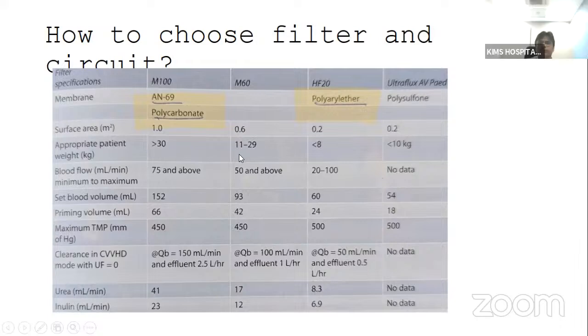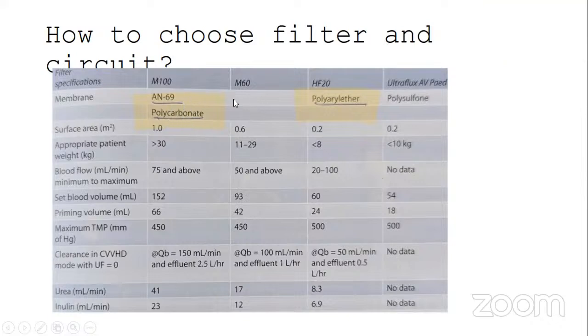So those children who are more than 10 kgs, we consider using this M60. The blood volume is around 93. And for those children who are around more than 30 kgs, we consider using this M100. The interesting thing about this M60 as well as M100 is that they are AN69 acrylonitrate filters.